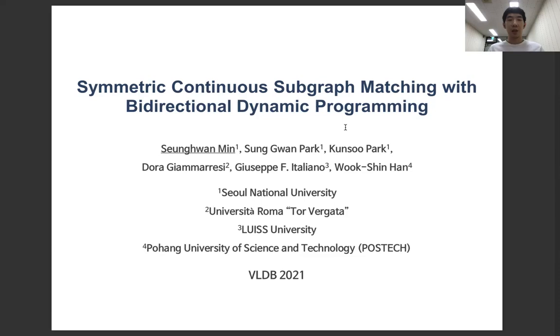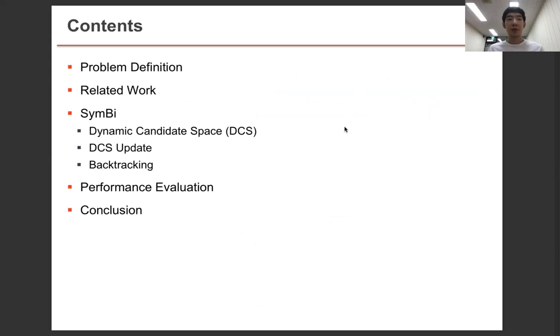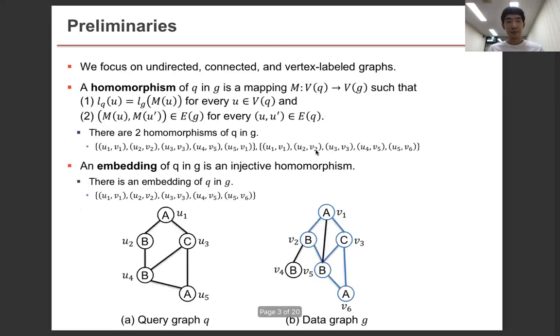My name is Seunghwan and I'm going to talk about a new continuous subgraph matching algorithm. First, we will give the definition of the problem and we will talk about the previous work and introduce our algorithm called SymBi. Finally, we will show the experimental results and conclude this talk.